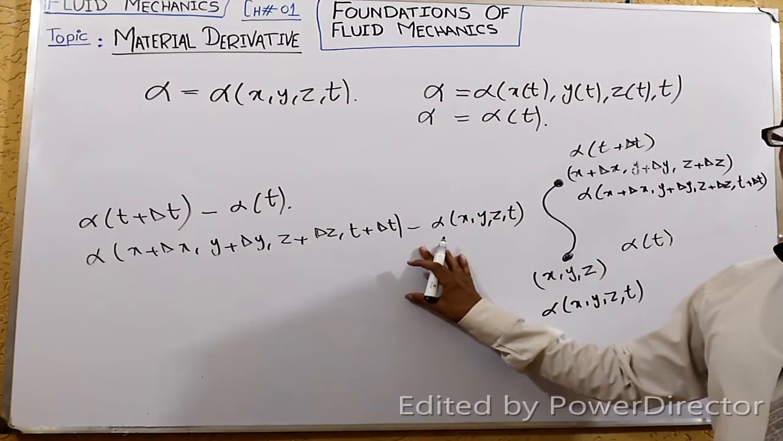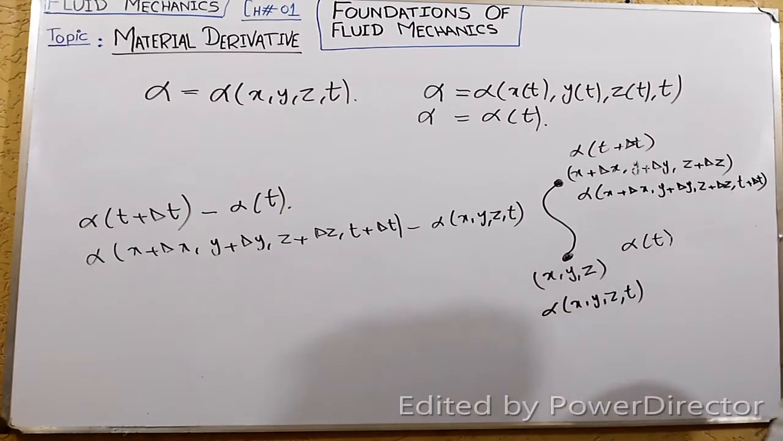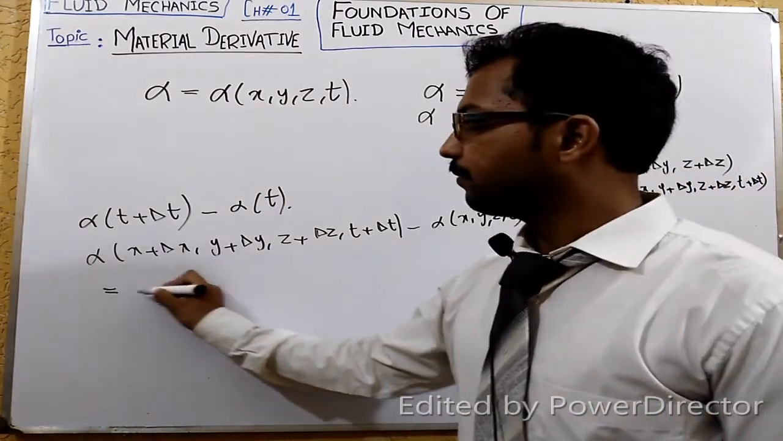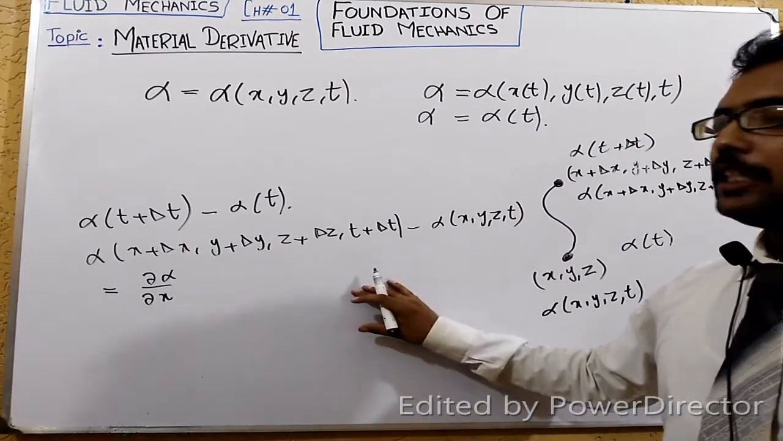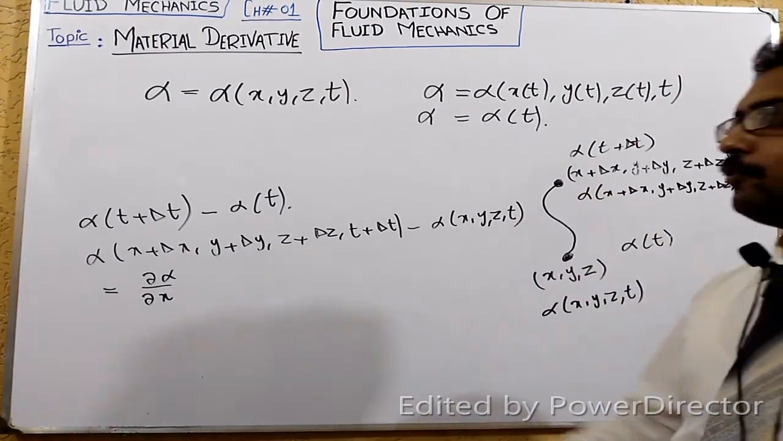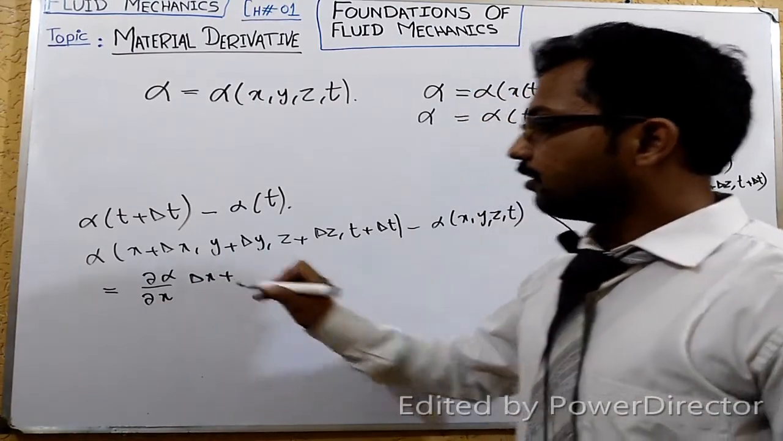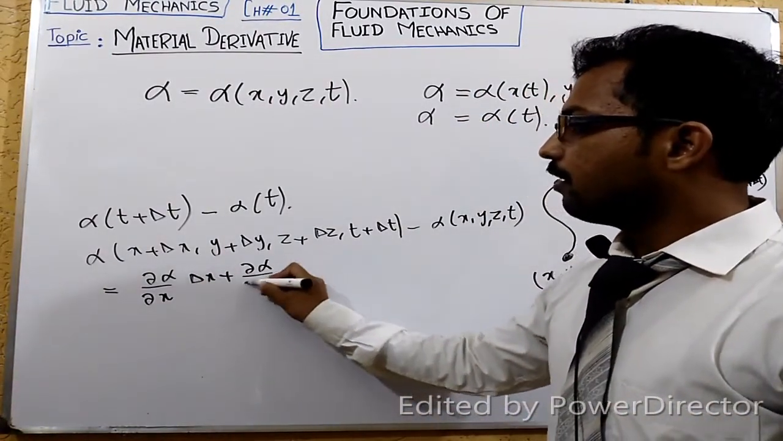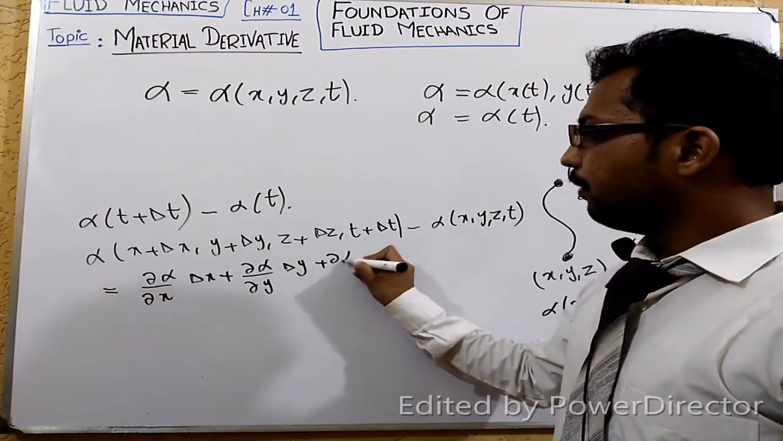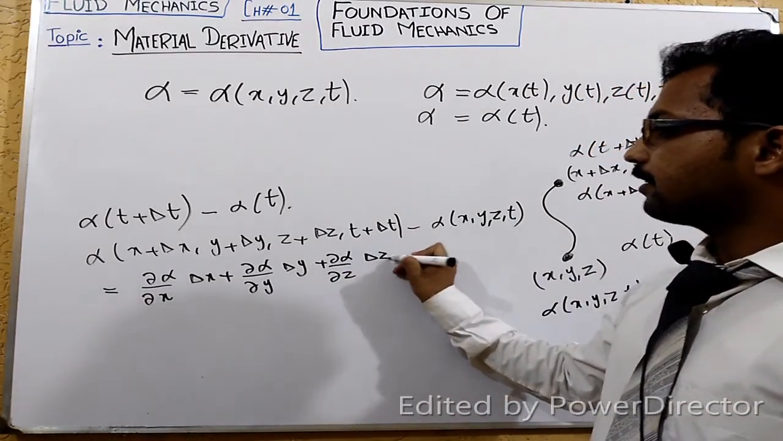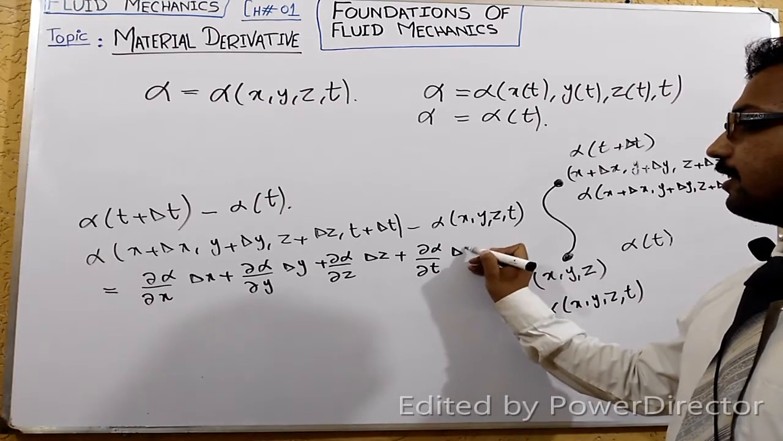We can find out this change by using the chain rule of differentials that you have already studied in calculus, and by using that rule, this change is equal to partial alpha by partial x multiplied with the change in the value of x between these 2 points, that is x plus delta x minus x, that is delta x, plus similarly partial alpha by partial y delta y, plus partial alpha by partial z delta z, plus partial alpha by partial t delta t.